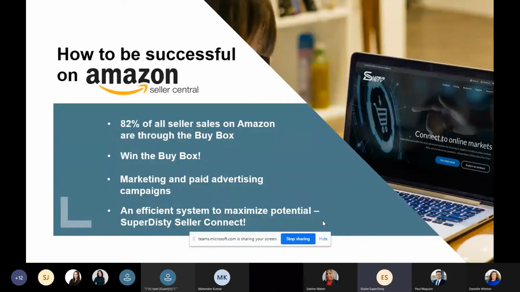So how to be successful on Amazon? Just a little bit of information, I suppose. 82% of seller sales on Amazon are bought through the buy box. And the big thing here is for you to be able to win that buy box in order to be successful. Of course, marketing and paid advertising campaigns are also key to your success there. And you need an efficient system to maximize potential. So you can imagine when you start off, you may have 1 or 2 orders that are processing through to you, but that can grow pretty quickly. So you need the automated functions of a system, and our SuperDisty Seller Connect manages all of those processes.